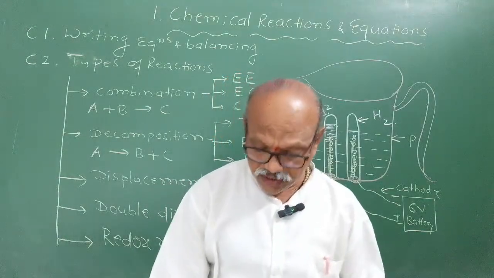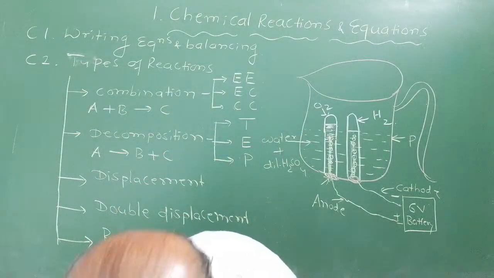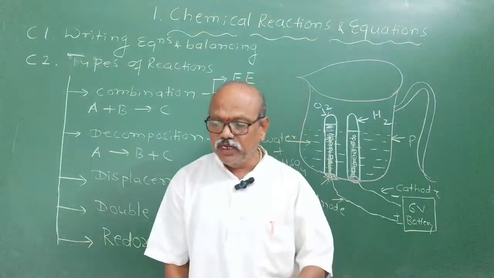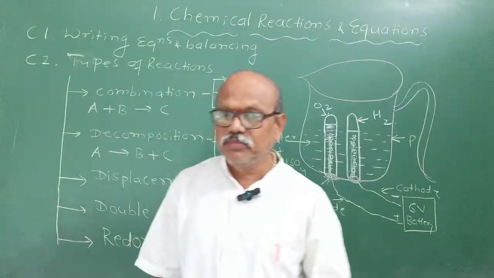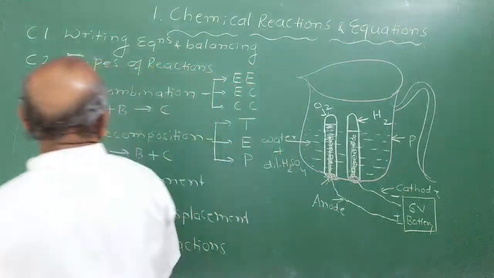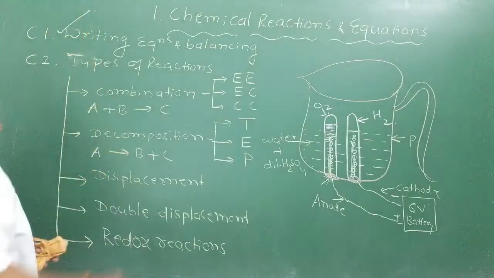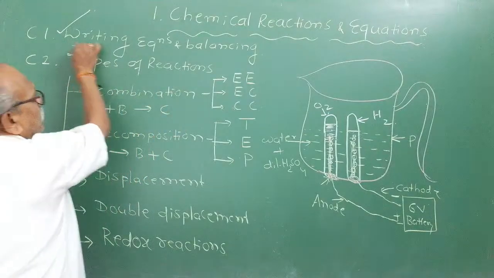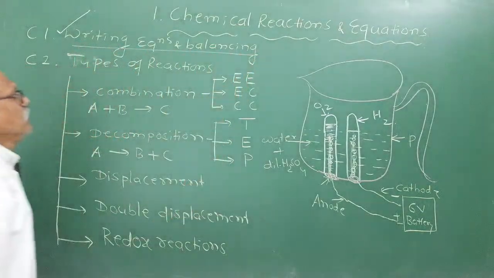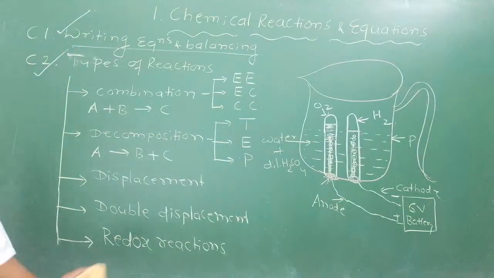Yes, good evening, my dear students. So far in the first chapter, chemical reactions and chemical equations, one of the basic chapters, we discussed in the bridge course. In the chapter, the first part is very important: writing chemical equations and balancing. We learnt it in detail. And the second part is types of reactions. Only two parts are important.